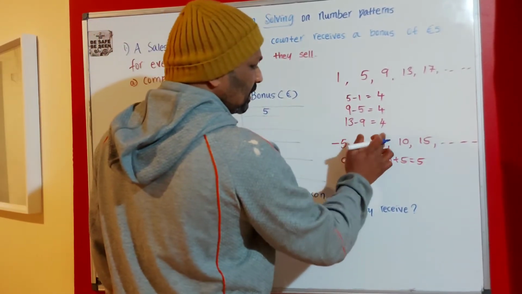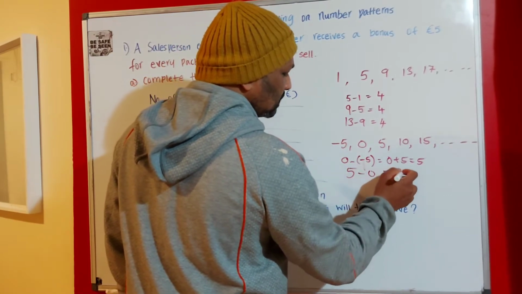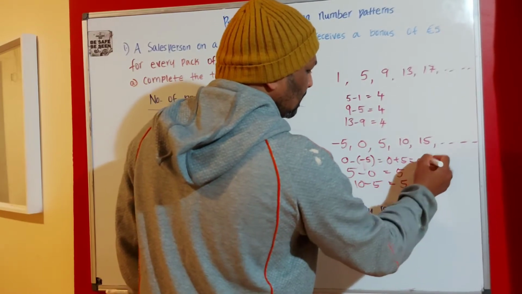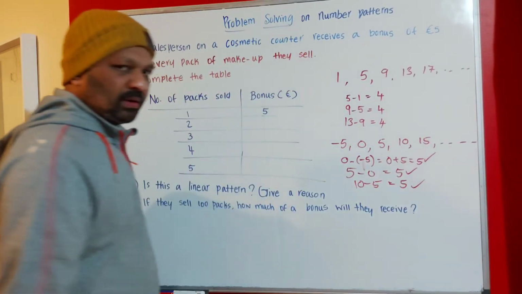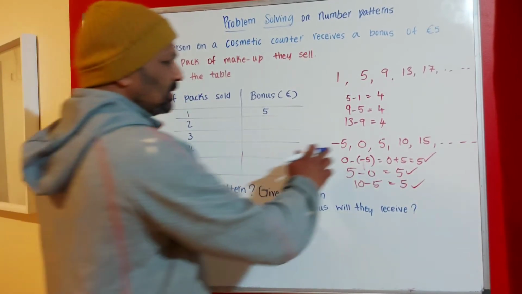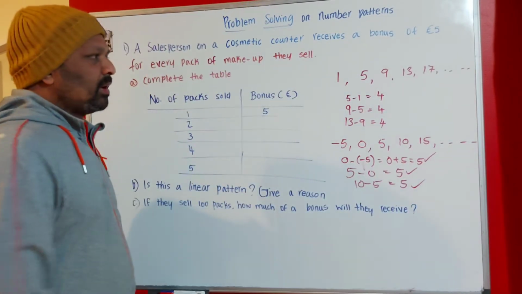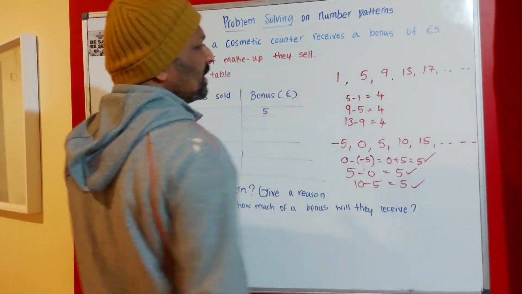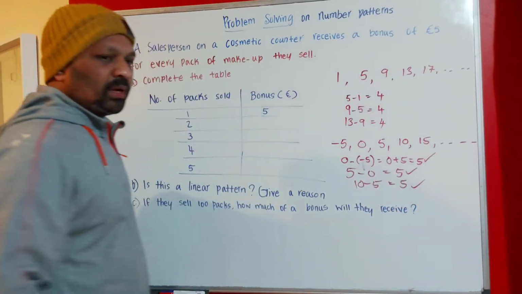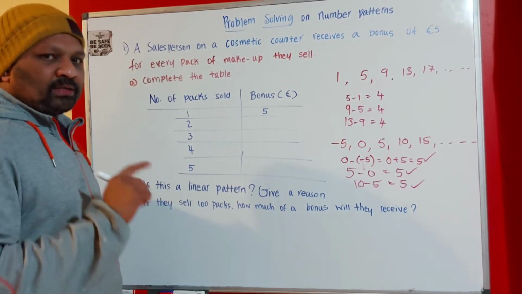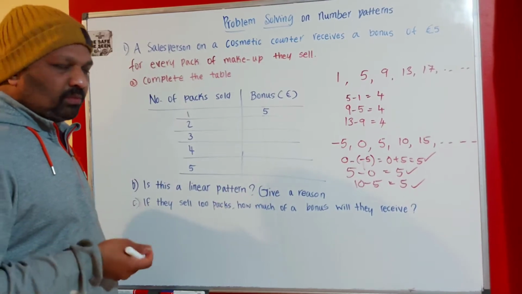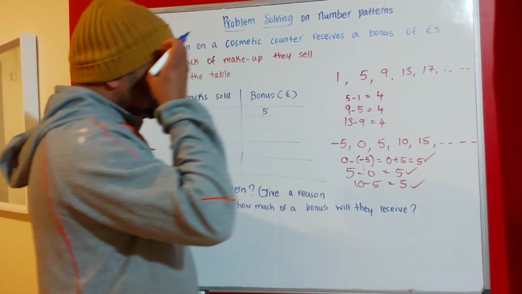What is the difference between the next two terms? 5 minus 0, which is also 5. And 10 minus 5, which is also 5. We get 5 here, 5 here, 5 here, the same difference throughout the series. That's why this is also an arithmetic series. Any number pattern with a common difference between consecutive numbers is called an arithmetic series or arithmetic progression. Both are one and the same.